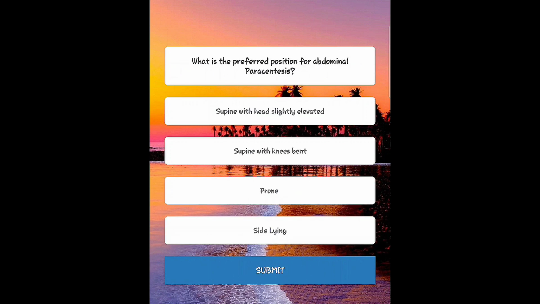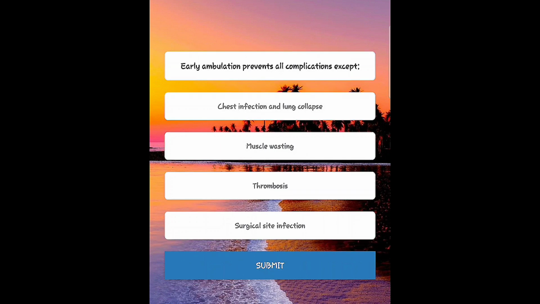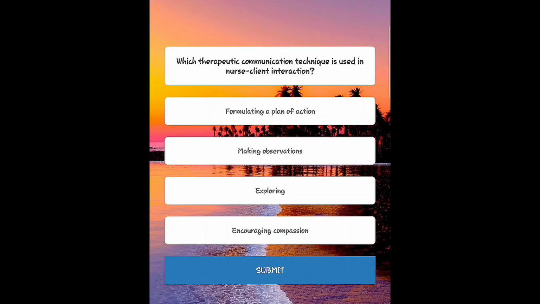What is the preferred position for abdominal paracentesis? That should be supine with head slightly elevated. Early ambulation prevents all complications except ambulation. What does ambulation mean? Is that not to move someone? So it has nothing to do with surgical distance. So that's our answer.